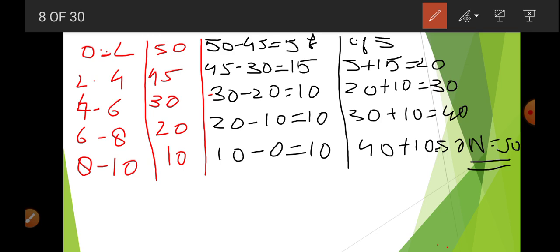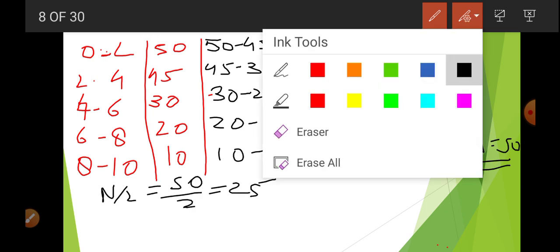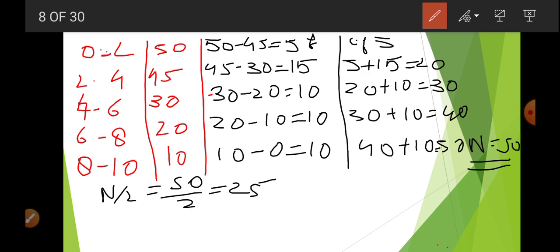Now we are going to use two equations. First is n upon 2. So n upon 2, n is what? 50. So 50 upon 2 is equal to 25. Now this 25 lies in which? This 25 lies in this. So in this way this will be your cumulative frequency. This will be your frequency, and L1 will be 4. Okay, so let me write all the things.